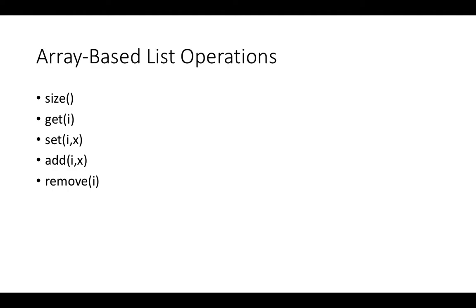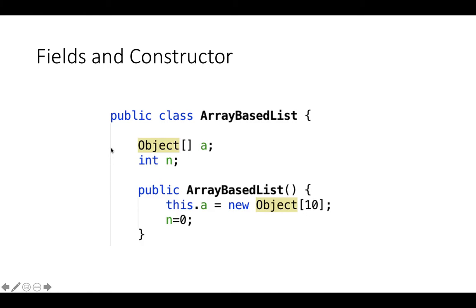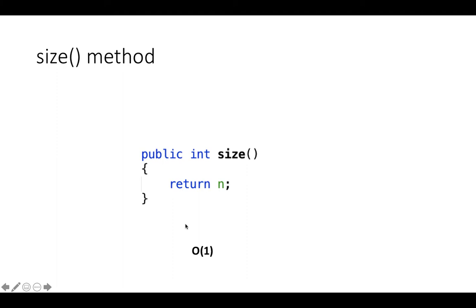We have 5 operations for the array-based list. We already implemented these 5: size, get i, set i x, add i x, remove i. The fields we need, the variables that we need in this class, are an array and an integer variable n, and the constructor will initialize these fields. So we will initially create an array of size 10 and the variable n is 0.